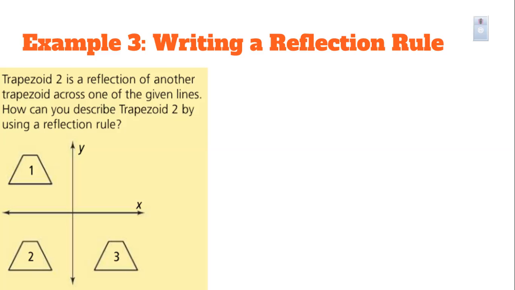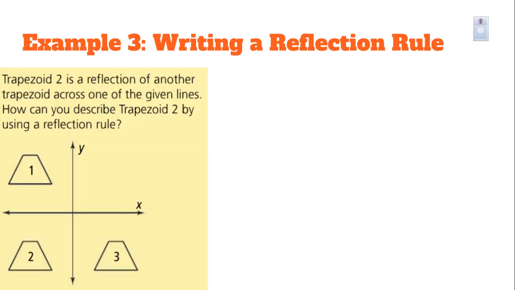All right, let's take a look at example 3. Trapezoid 2 is a reflection of another trapezoid across one of the given lines. How can you describe trapezoid 2 by using a reflection rule? So as we look at this, what we're trying to figure out is what was the rule that caused trapezoid 2 to end up where it was? So which one is it reflected over, trapezoid 1 or trapezoid 3?